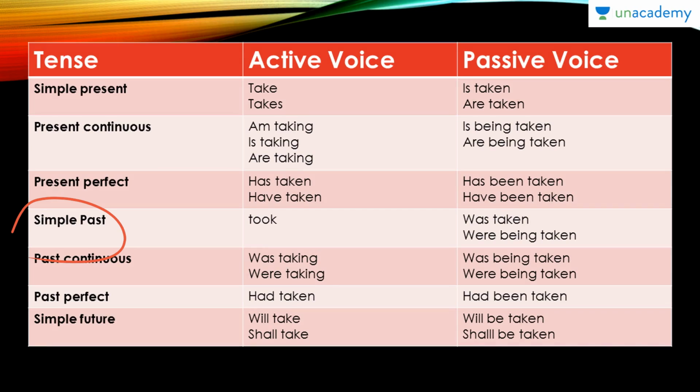The next one. We finished up with the present tense, and now we're going into the past tense. Again, simple past. In active voice, you can say took. Passive, was taken, were being taken. Was taken is for singular, were being taken is for plural form. Let's look at the example.